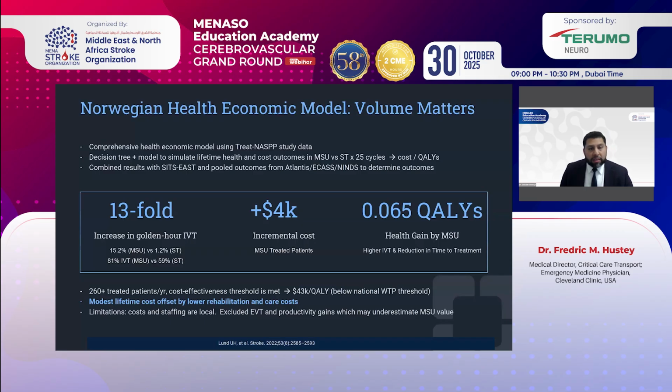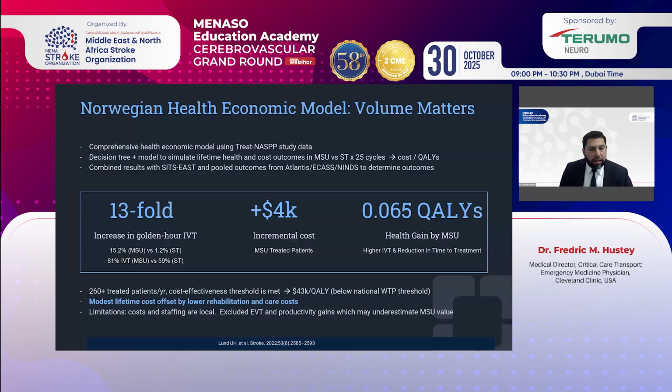And although there was a slight increase in the incremental cost of about $4,000, there was a significant health gain of about 0.065 QALYs, largely driven again by higher IV thrombolysis and also a significant reduction in the time to treatment. And so if we look to see if it's cost effective, basically in scenarios where they're treating about 260 patients or more on the unit, the cost effectiveness threshold is met at $43,000 per QALY, which is below the national willingness to pay threshold.